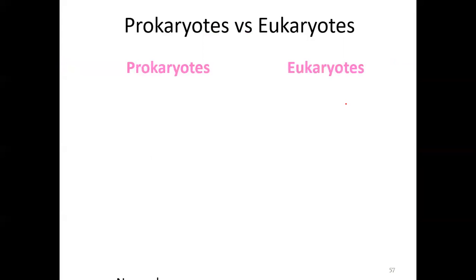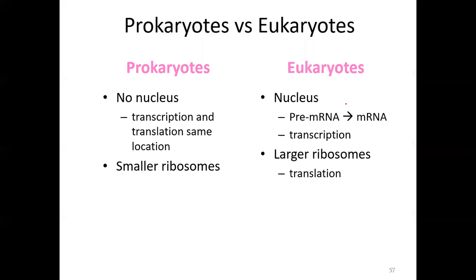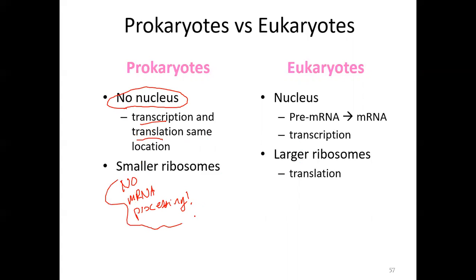Now, the last final thing that we need to mention is what's the difference between prokaryotes and eukaryotes in protein synthesis. And the biggest thing is that prokaryotes don't have a nucleus, and so transcription and translation happen at the same time. And the other big thing is that there's no mRNA processing. So that's a big one. They actually can't do any snRNPs and spliceosomes. They don't process it. So transcription and translation happen at the same time.